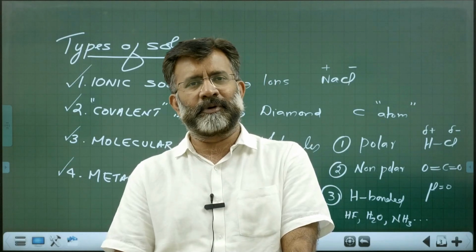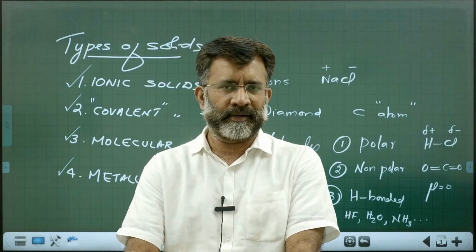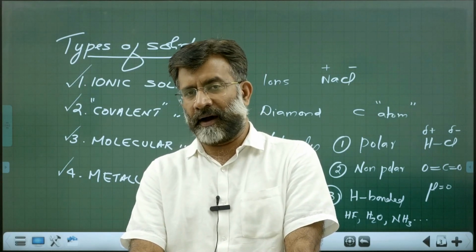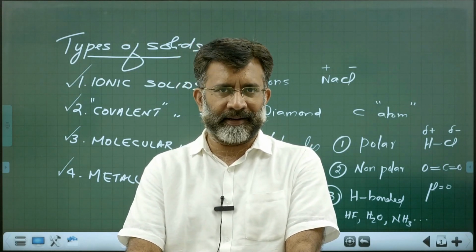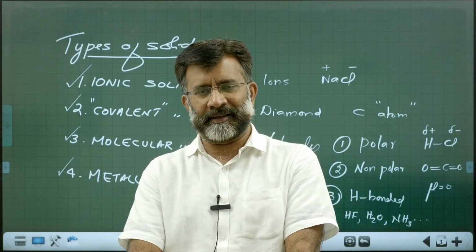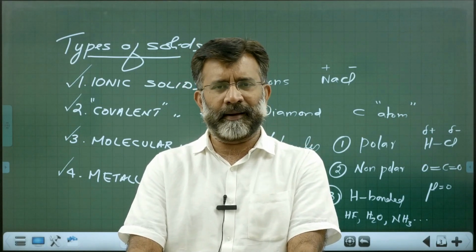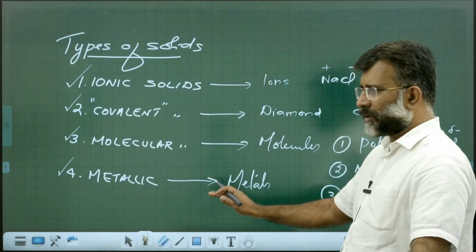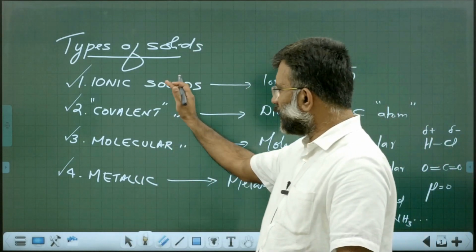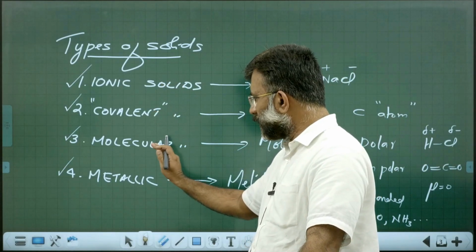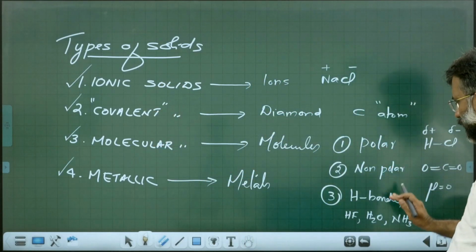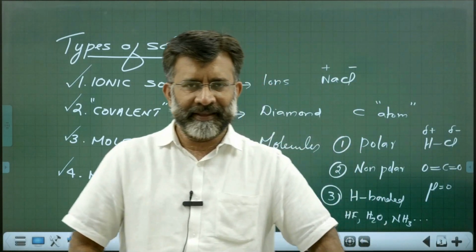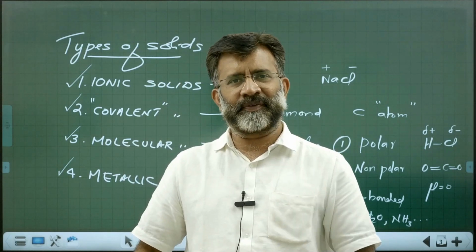They are good conductors of heat and electricity. They are sometimes hard materials. Heavy metals are hard in nature, while lighter metals like alkali metals and alkaline earth metals are relatively softer. These are the four important types of solids: ionic solid, covalent solid, molecular solid (polar, non-polar, hydrogen bonded), and metallic solids. Next is the details of crystallography.